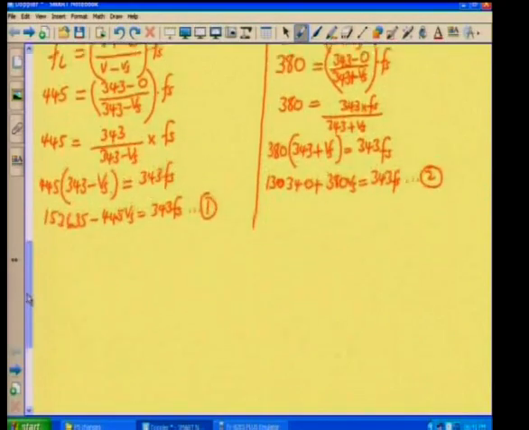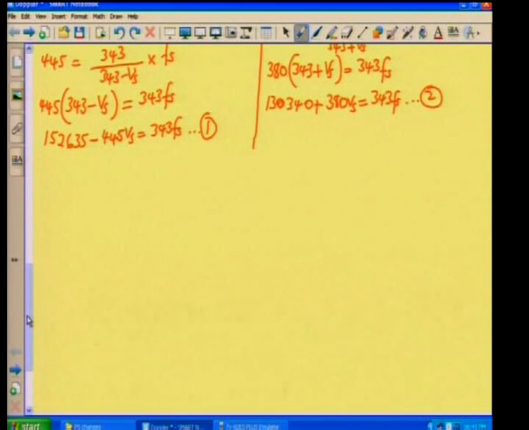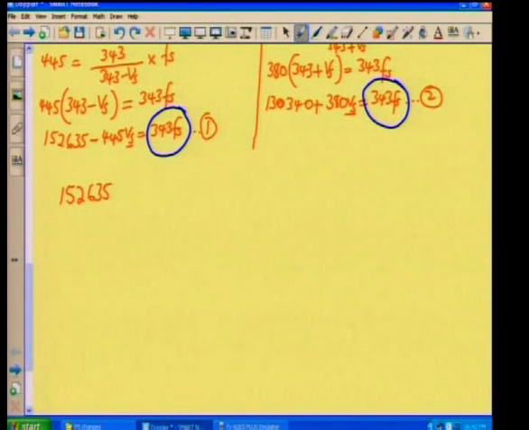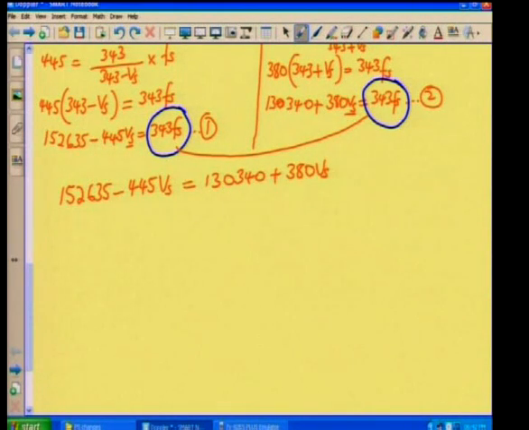Now, at this point, now that you have your two equations, you can work them out simultaneously to get what Vs is. You will see both of them have got Vs. But one quick thing to see here is that all these equal 343 Fs on both sides. So in other words, this part here, 152,635 minus 445 Vs should be equal to 130,340 plus 380 Vs. And why am I doing that? Because both of them are equal to 343 Fs. And from here we can then quickly work out what this is going to be.